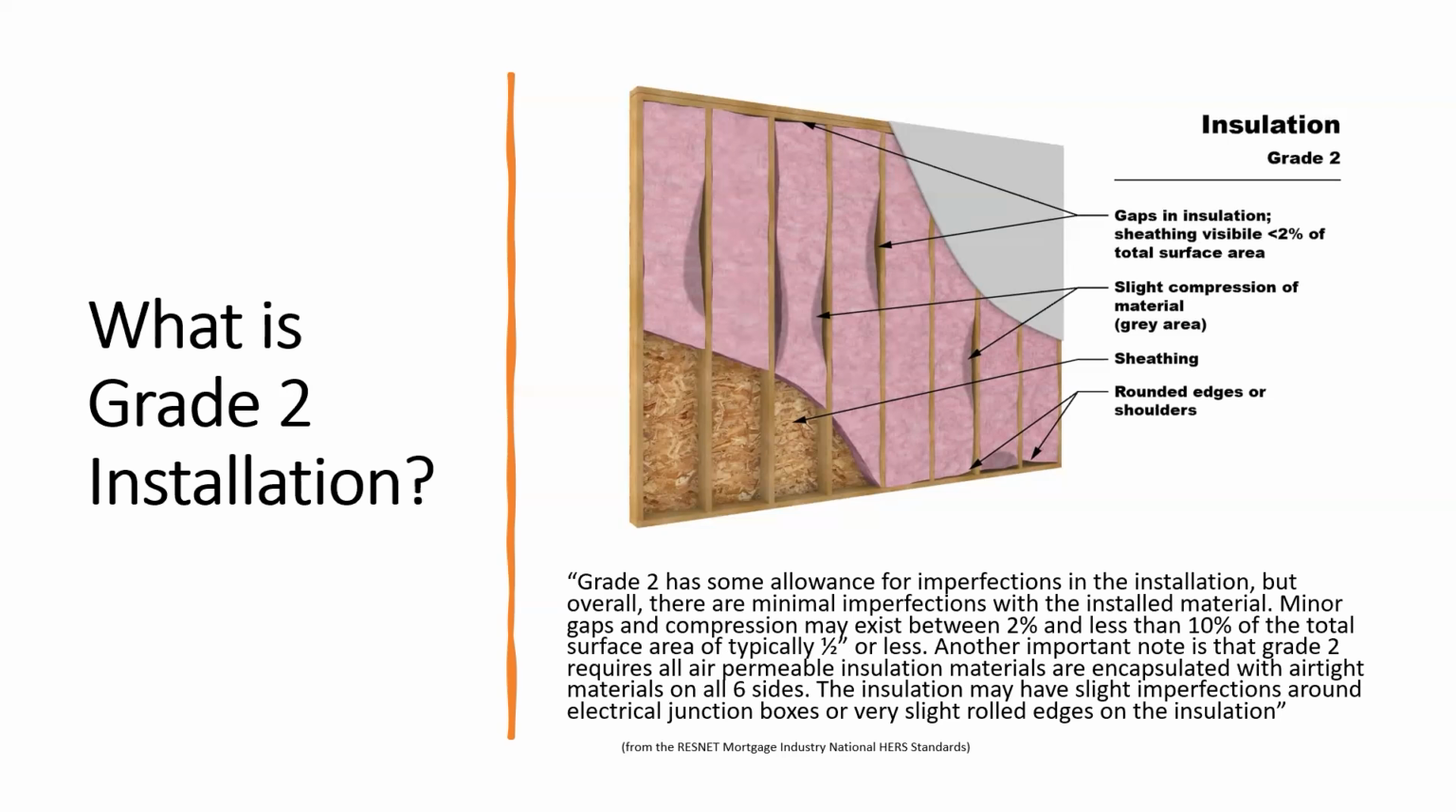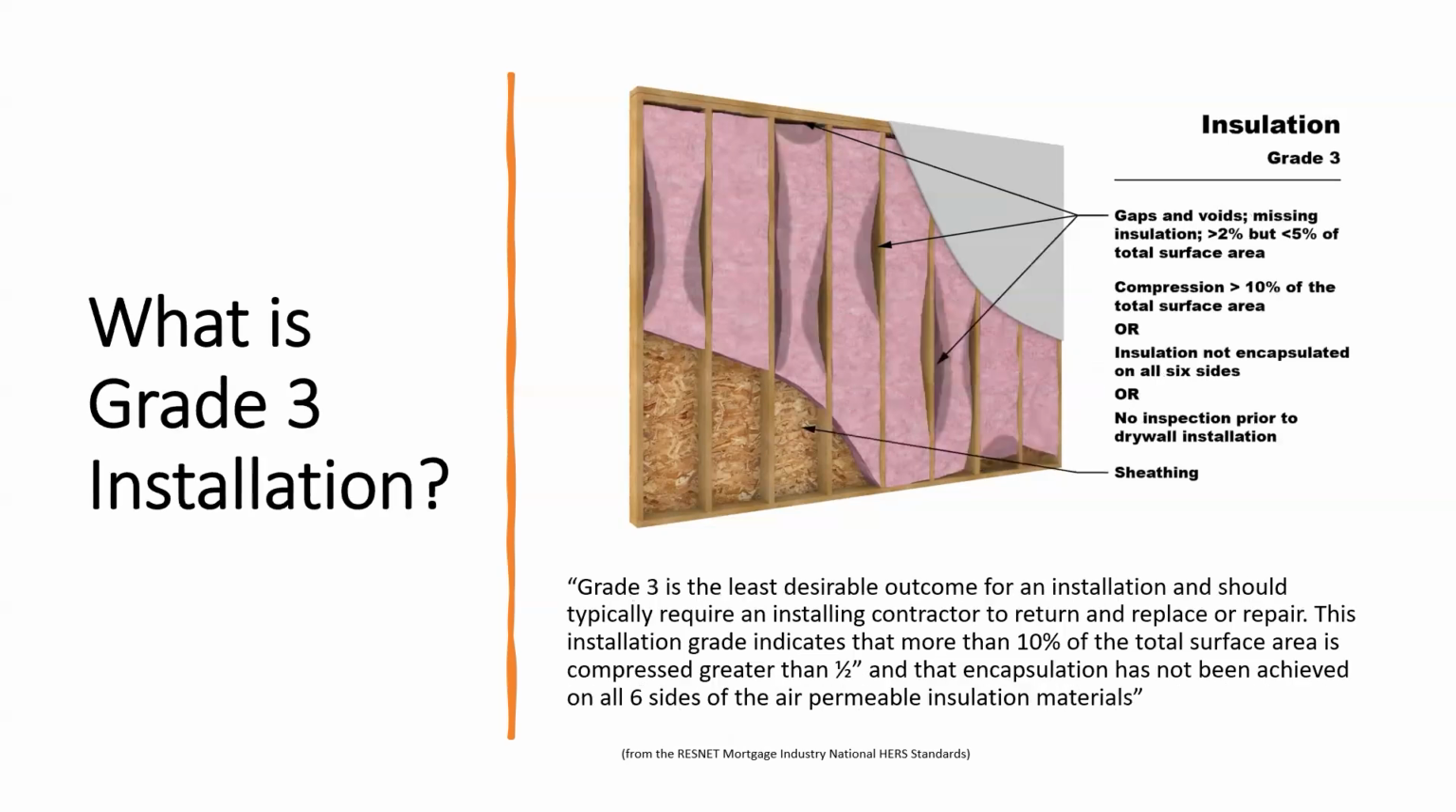And so the majority of what I've ever seen being installed is almost always grade 2. Grade 1 takes some time and some expertise and knowledgeable installers to get there. Grade 3 is the least desirable outcome for installation. It should typically require an installing contractor to return and replace or repair. This installation grade indicates more than 10% of the total surface is compressed, greater than 1/2 inch, and the encapsulation has not been achieved on all 6 sides of the air permeable insulation material.